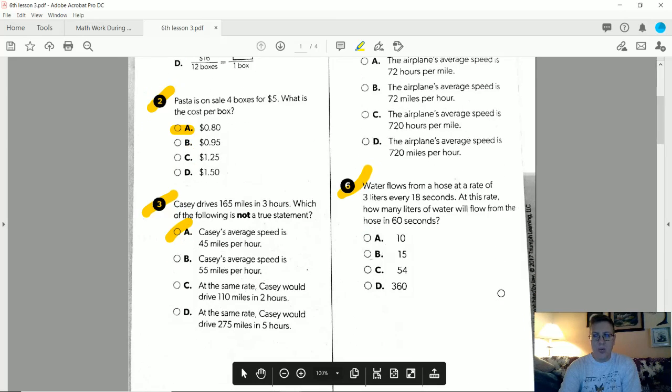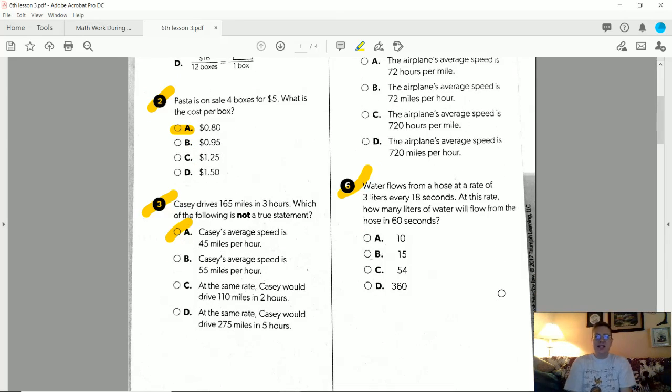Number 6, water flows from a hose at a rate of 3 liters every 18 seconds. At this rate, how many liters of water will flow from the hose in 60 seconds? If I do 18 divided by 3, I will get 6. If I do 6 times 10 to get 60 seconds, that would be 10 liters.